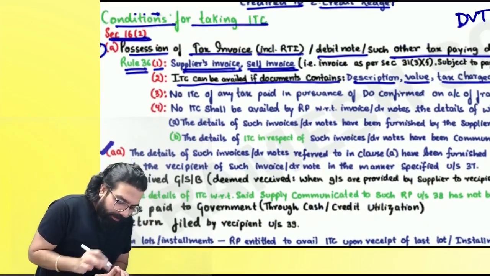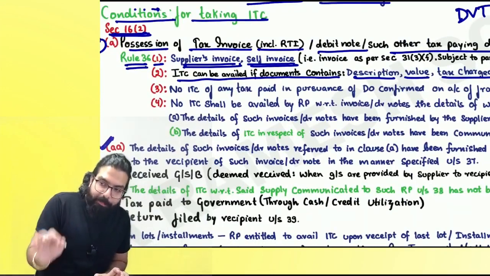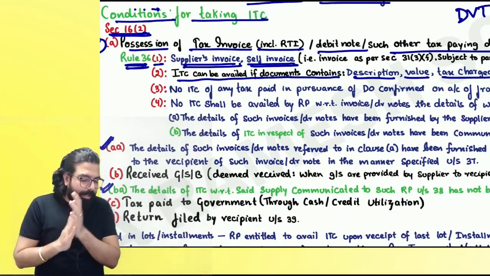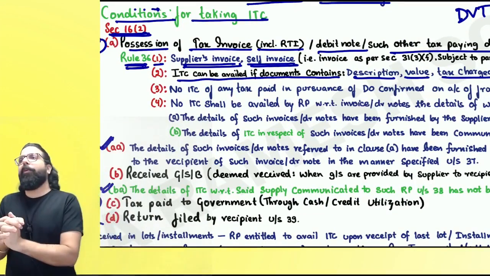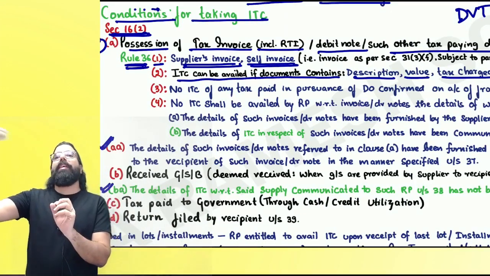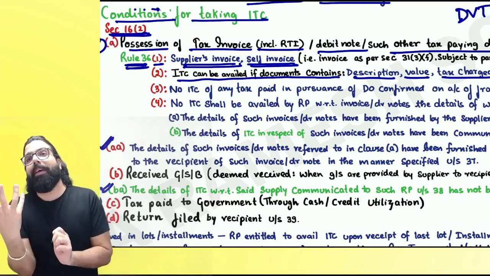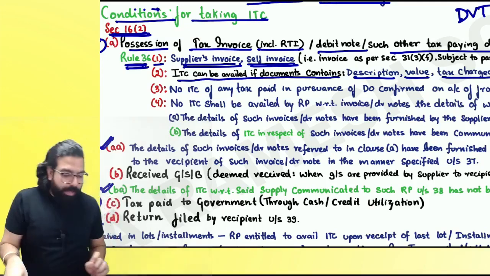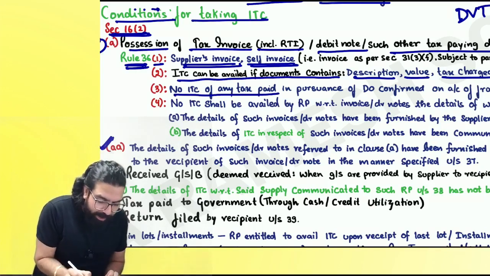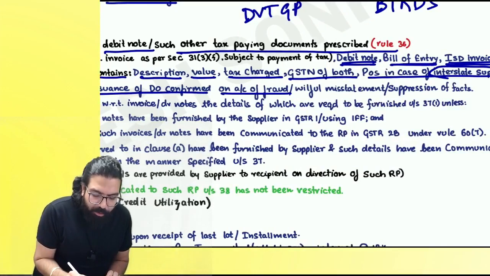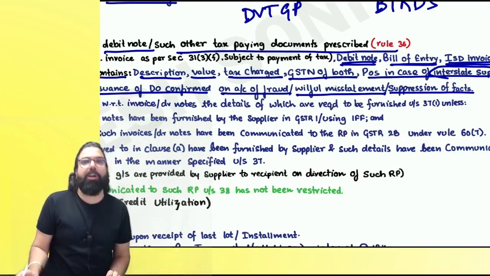Everyone over here, we are just reading Rule 36. The third point is, sir, supposing the officer raised a demand order on me under Section 74, saying I have done a fraud. So they are telling that no ITC of any tax paid in pursuance of a demand order confirmed on account of fraud, willful misstatement, and suppression of fact.